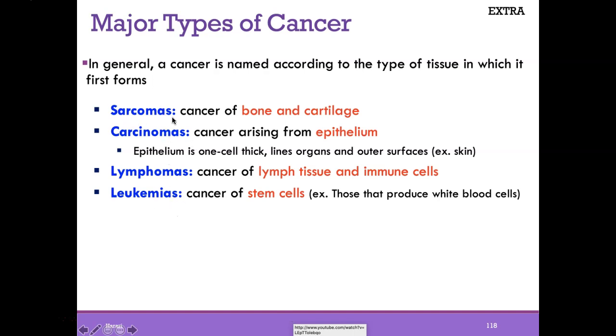So you might hear a sarcoma is a solid tumor of bone and cartilage. Carcinoma arises from the epithelial lining. So epithelium is like skin, for example. A lymphoma is cancer of lymph tissues and immune cells. And leukemias are cancers of stem cells that produce white blood cells.